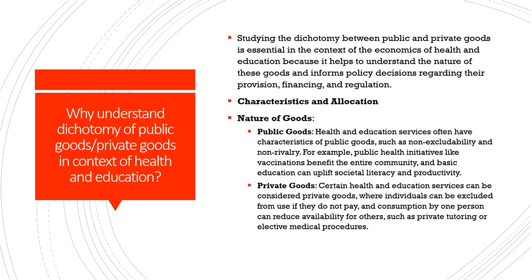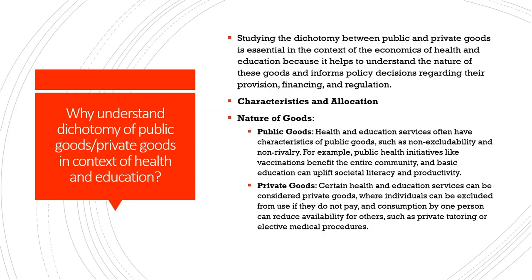Now, let me end this lesson with the rationale for why this dichotomy between public goods and private goods is important in the context of health and education. We need to study this dichotomy between public and private goods because it helps us to understand the nature of these goods and informs policy decisions regarding the provisioning, financing, and regulation. For example, we have just seen in the case of licensing of doctors, which provides a signal to the patients who are uninformed about who to choose. Now, this is a pure case of where markets fail, but the market failure can be corrected if the governments intervene in the form of licensing of doctors.